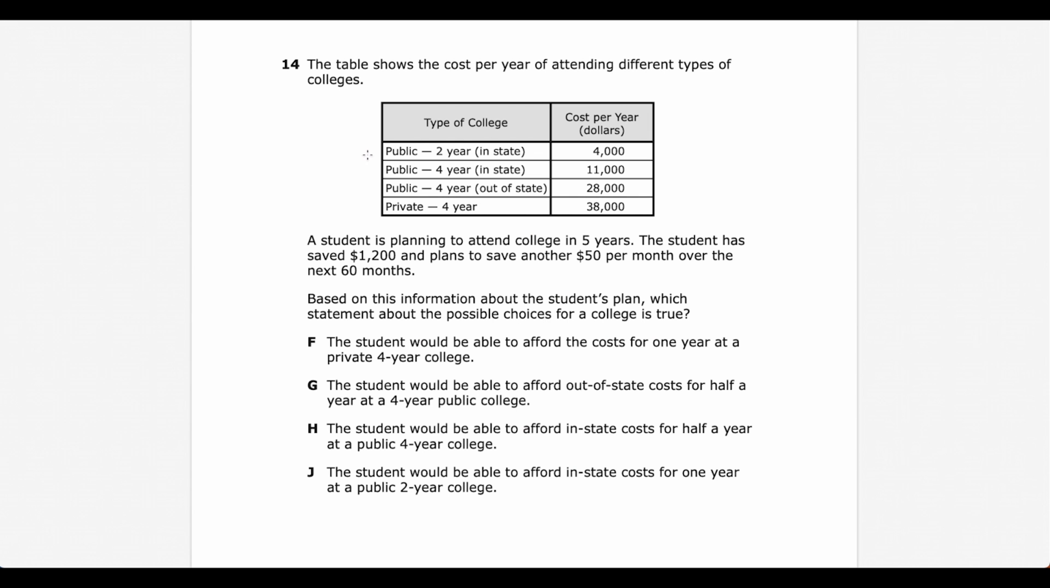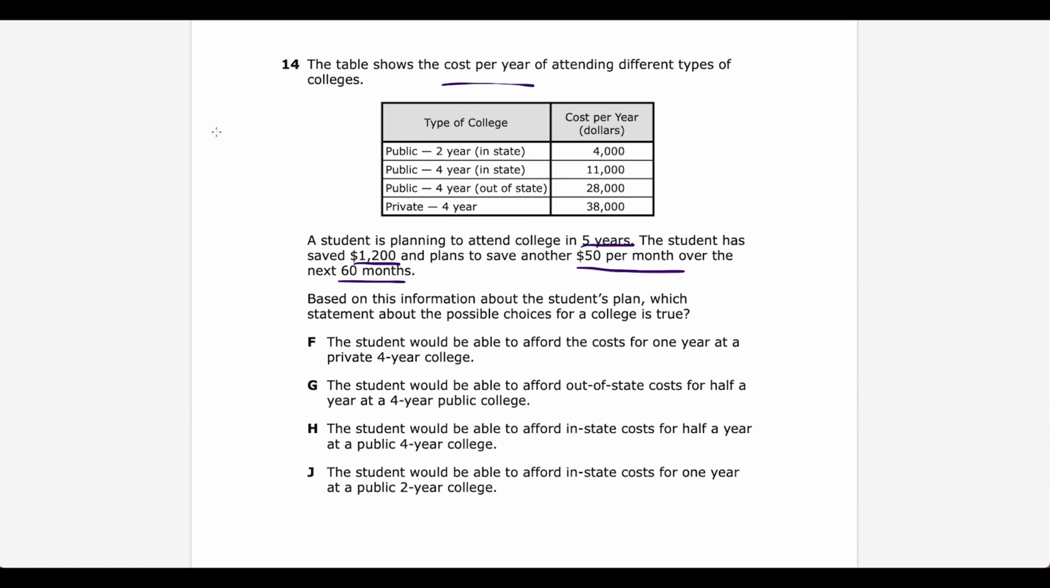So question 14, we have a table showing the cost per year of attending different types of colleges. So here's the table, and a student wants to go to college in 5 years, and the student already saved $1,200, and they plan to save another $50 per month over the next 60 months. Based on this information about the student's plan, which statement about the possible choices for a college is true? We basically want to know, what could they actually afford here?